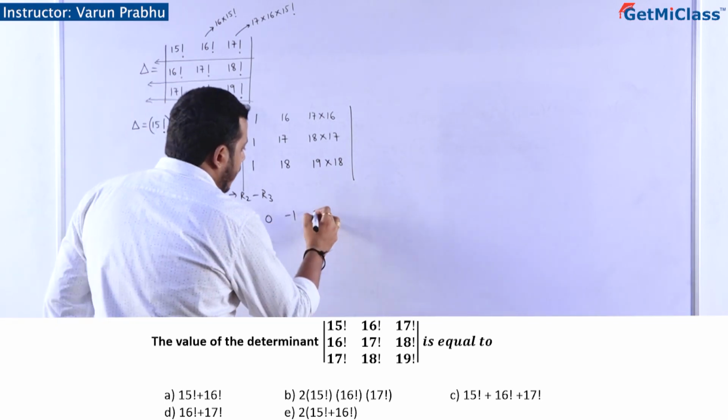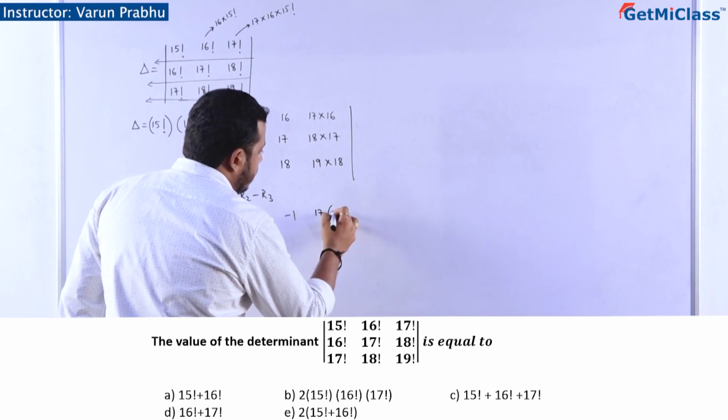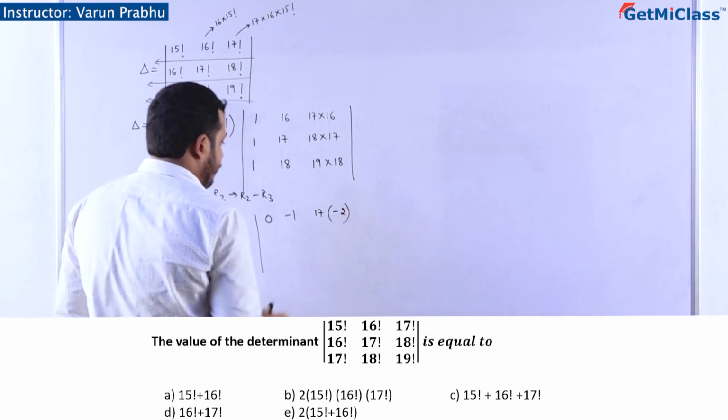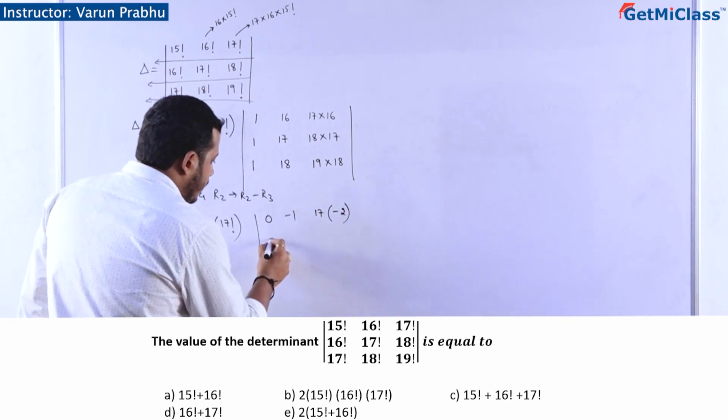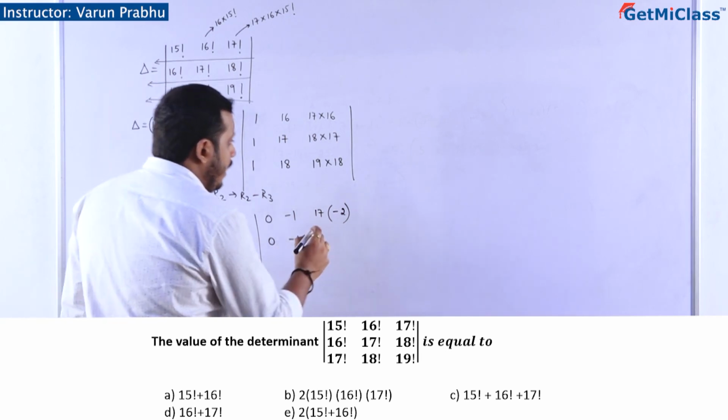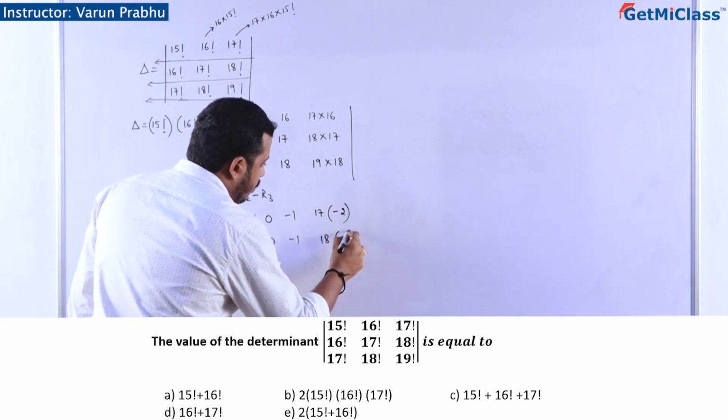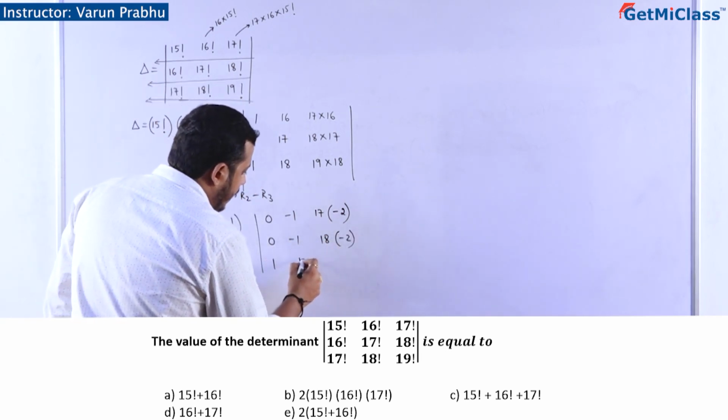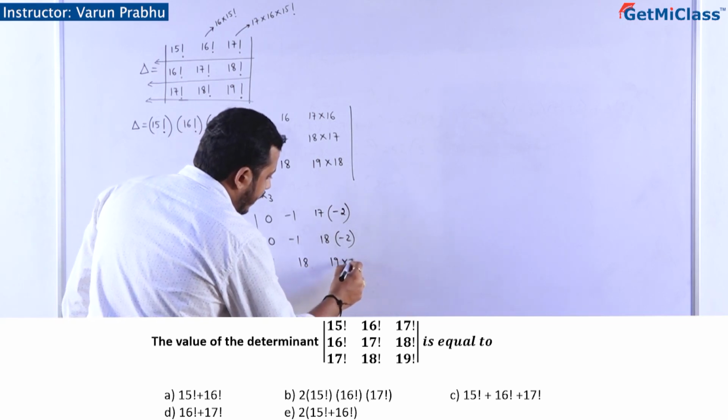Then what can be taken out common? If you take 17 out common, 16 minus 18 will be minus 2. Is it right? Similarly 0 minus 1. If you take 18 out common, then it will be minus 2. And 1, 18 and what is it? 19 into 18.